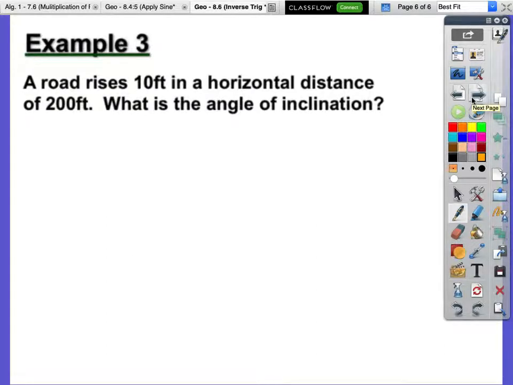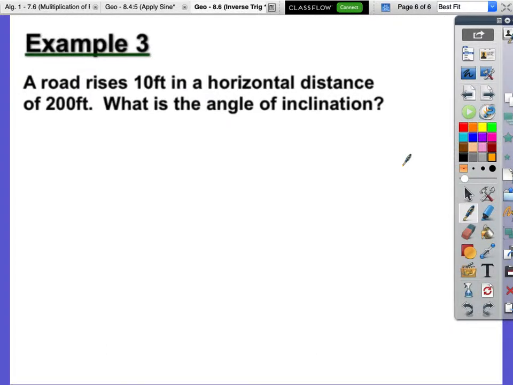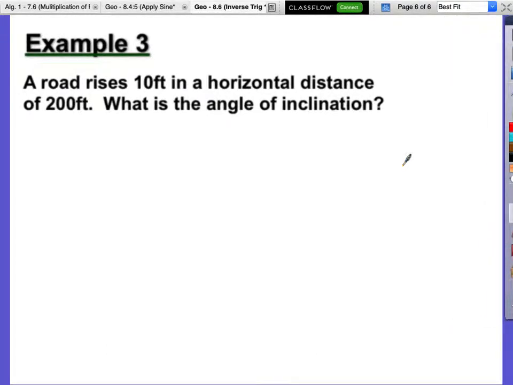Okay. Example 3. Our last example of this note package. A road rises 10 feet in a horizontal distance of 200 feet. What is the angle of inclination?